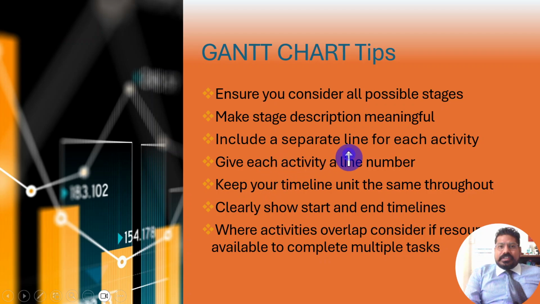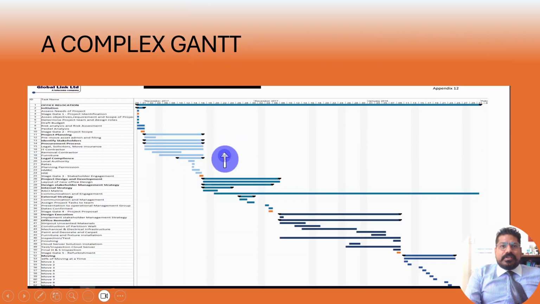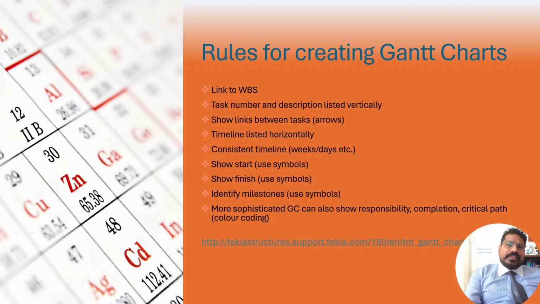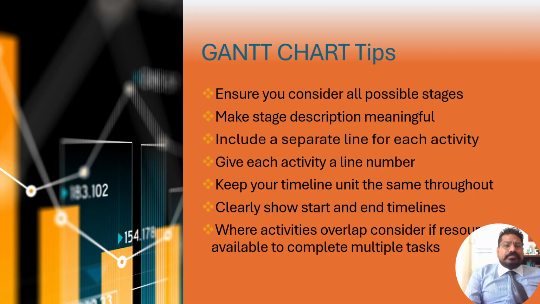Include a separate line for each activity, which we explained. Give each activity a line number. Microsoft Project will automatically give it. Keep your timeline unit the same throughout. Clearly show start and end timelines, and then it will create a Gantt chart, something like this. If I get time, I'll do a small video on how to use the basic functionalities in Microsoft Project. So this we can do.